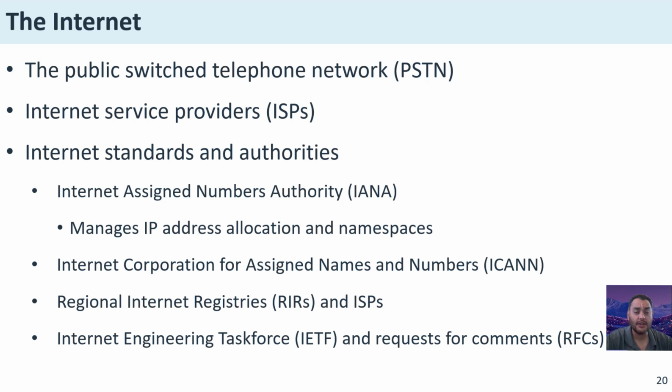IANA allocates addresses to regional registries, who then allocate them to local registries or ISPs. The regional registries are Asia Pacific, North American, South American and Latin American, and Europe, North Africa, Central Asia, and Middle East.